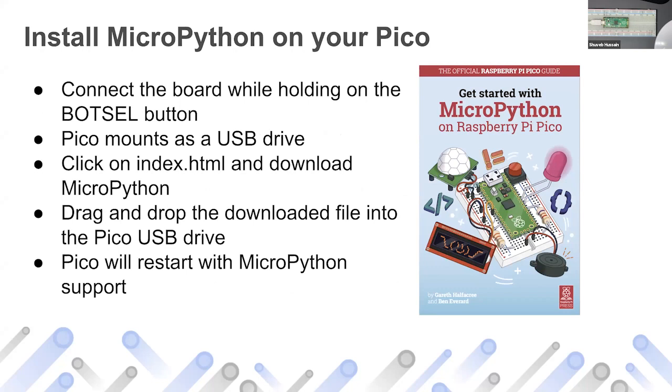Installing MicroPython is very, very simple. You just hold the BOOTSEL button, the spelling is wrong on the slide, while powering the board. The BOOTSEL button is right here. You just press it, hold it down, and insert the micro USB cable into your computer, and then it will show up as a USB drive. It'll actually have a little HTML page there. You just double click and download MicroPython from there, follow the link, and then drag and drop the file into the USB drive.